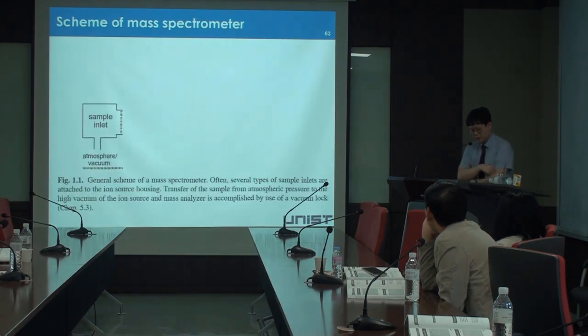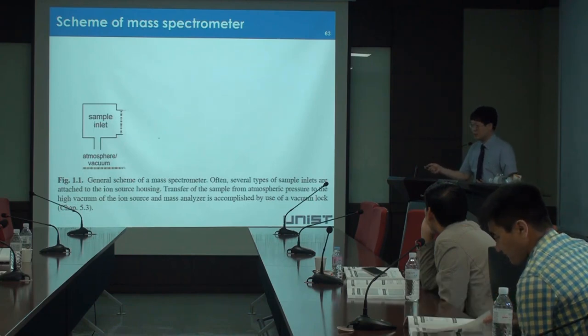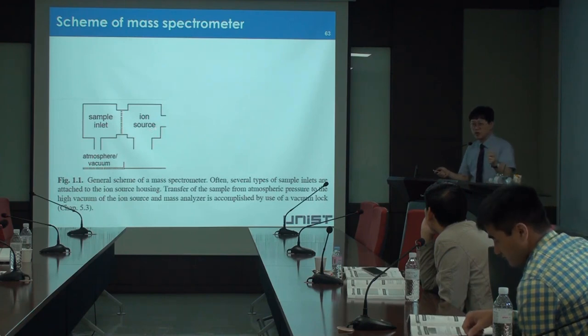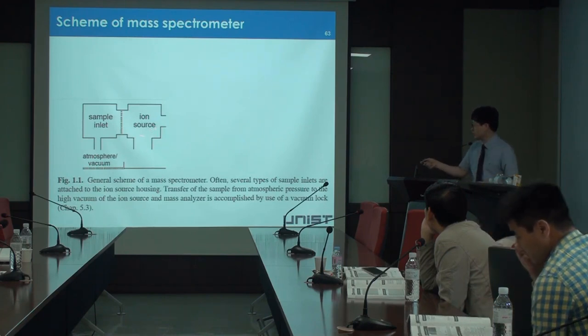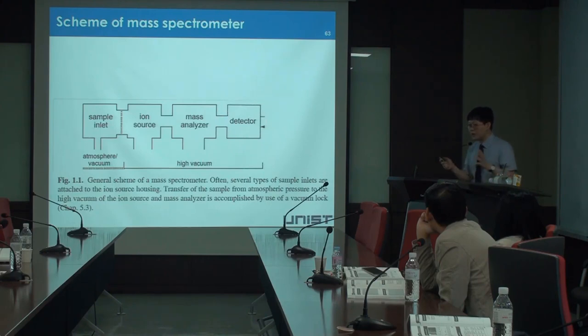So this is the whole scheme of a mass spectrometer. The first part is the sample inlet and ion source. We make neutral molecules into ions, so it is called the ion source. Further on is the mass analyzer. We want to separate different ions according to their m/z value. And then the detector. The MS itself is a detector, but there is a more specific detector here. Lastly, the data system.